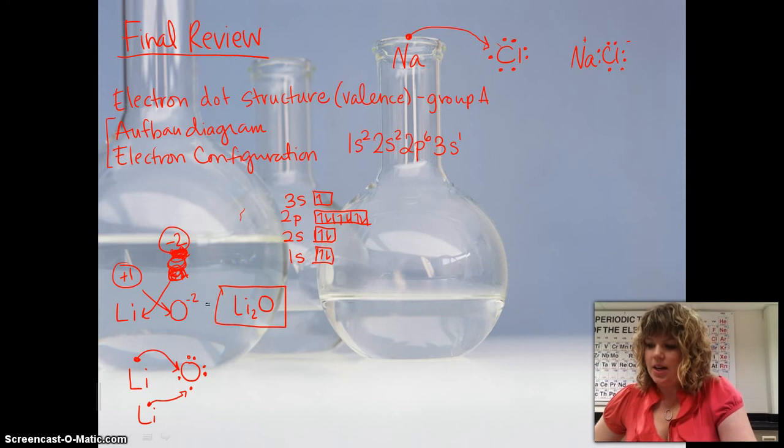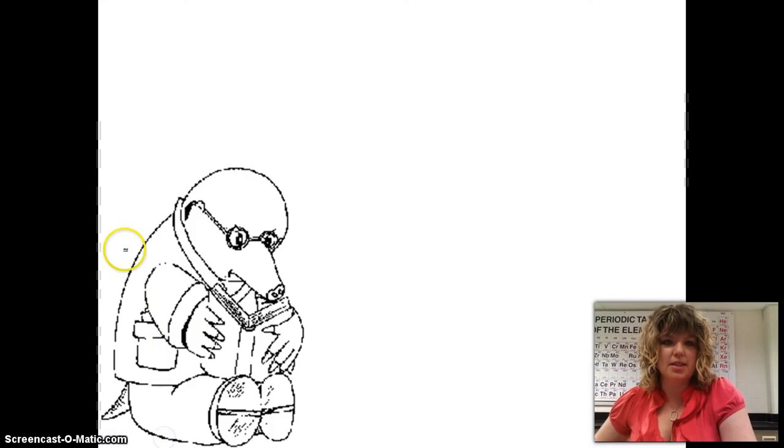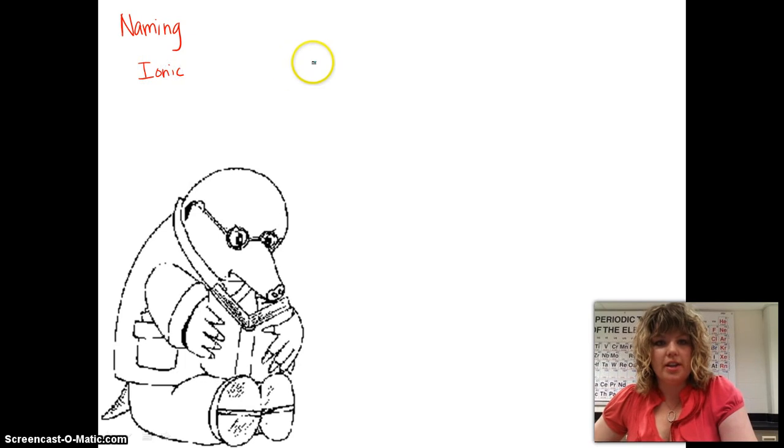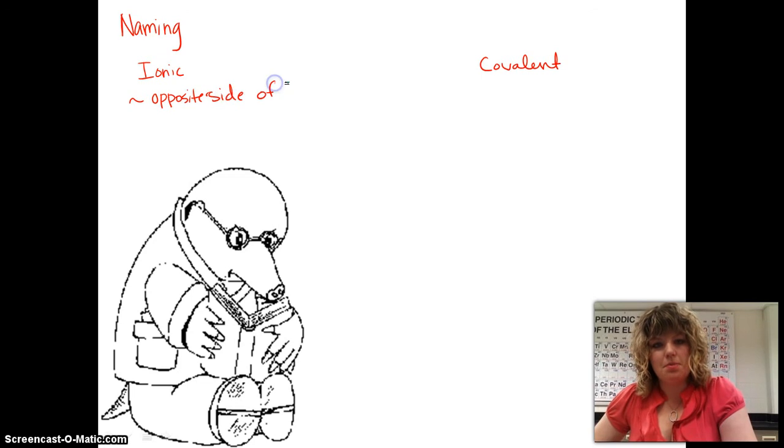Okay. Now there is going to be a table or a section on naming acids. Okay. And so naming has to do with, first of all, figuring out if it's ionic or covalent. Okay. So ionic things, they're going to be from opposite sides of the periodic table. It's a metal and a nonmetal.